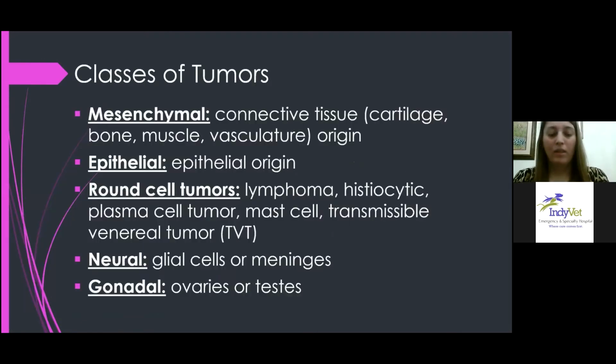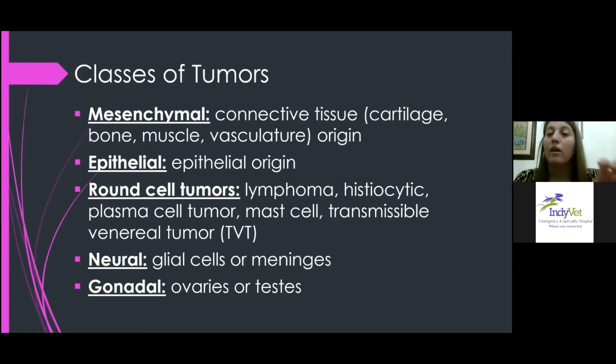So we have our sample. What kind of cells might we see once we look at it? I'm going to go through the different classes of tumors and examples associated with them. So we can see mesenchymal tumors. Those are your connective tissue tumors, your cartilage, your bone, your muscle, your vasculature. These are your sarcomas, including osteosarcoma, hemangiosarcoma, fibrosarcoma.